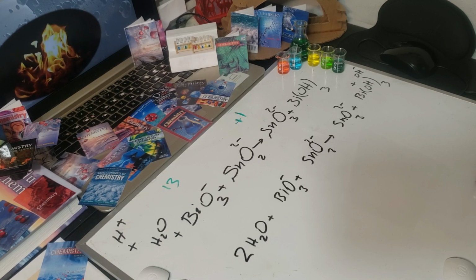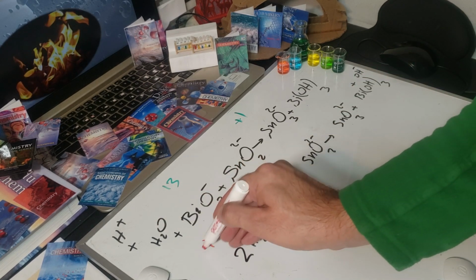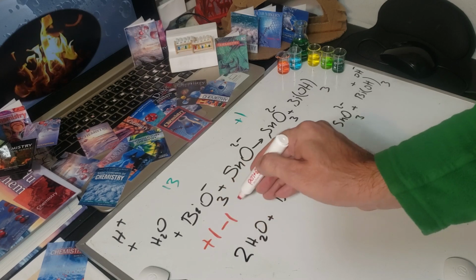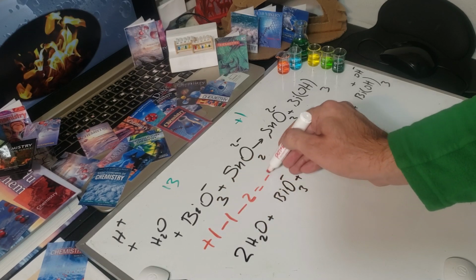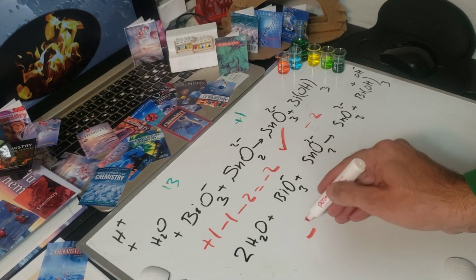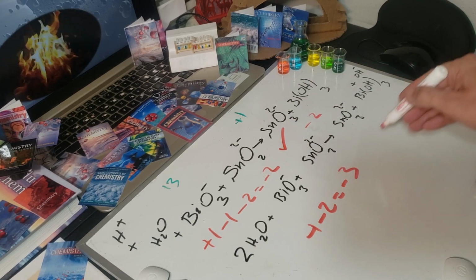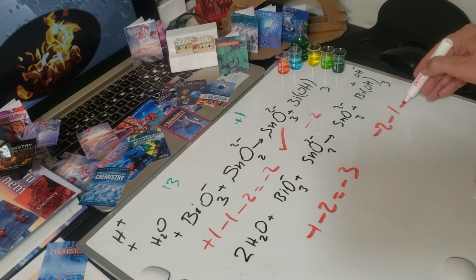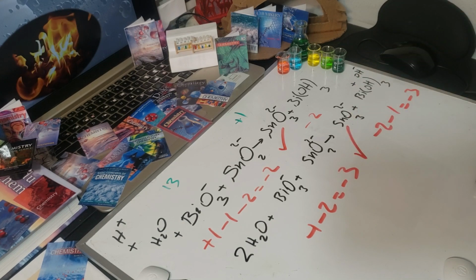Let's now check the charges to see if they are good enough and see if we could wrap it up with this. So plus 1, minus 1, minus 2 is just minus 2, and this is minus 2 as well. So balanced. Minus 1, minus 2, so minus 3, minus 2, minus 1 for the OH, so it's also minus 3. And that's also balanced.